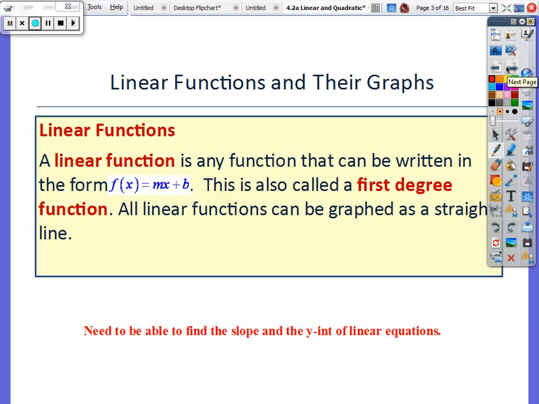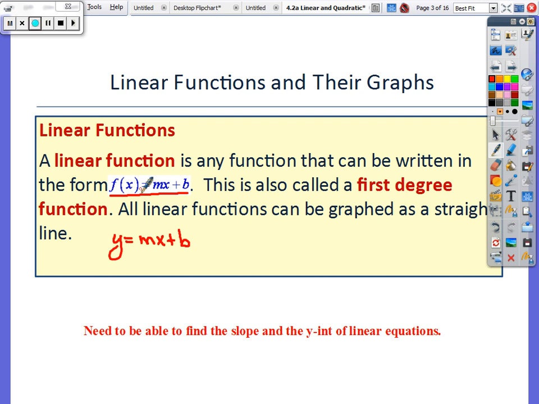Let's first take a look at linear functions, and these are really the introduction of functions, the first type of functions that we're looking at. A linear function is any function that can be written in this form. And if you remember, f of x is the same thing as y. So if you look at that form, doesn't that look familiar to you? Hopefully it does. That's your slope-intercept form, y equals mx plus b. Anytime we can write something in slope-intercept form, it's going to be considered linear.